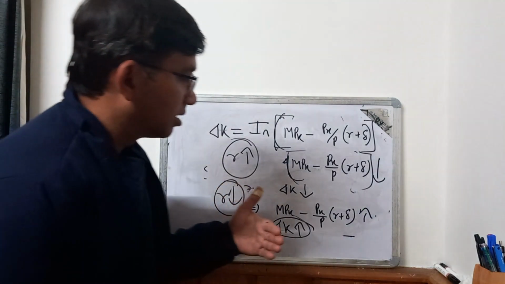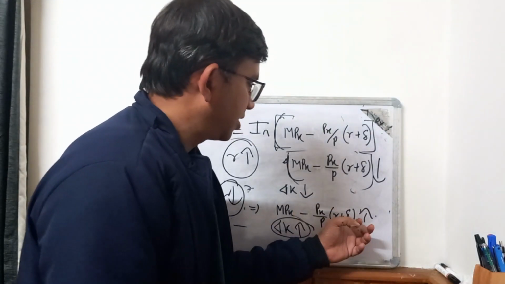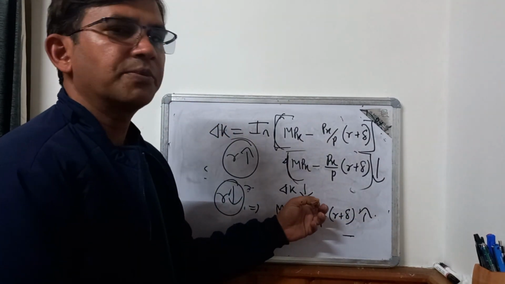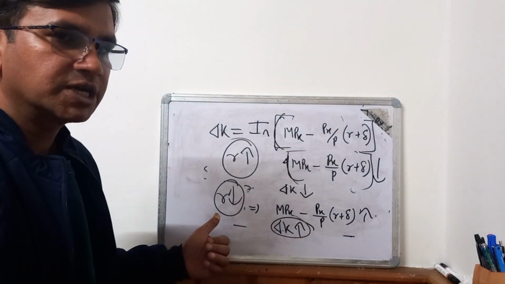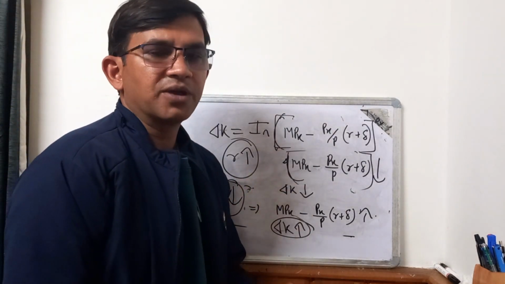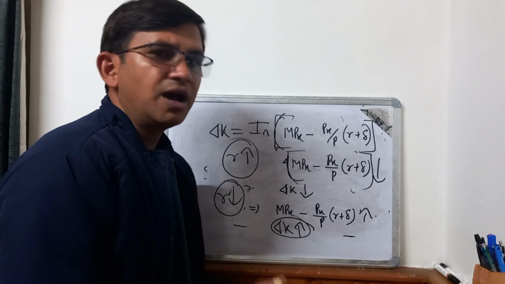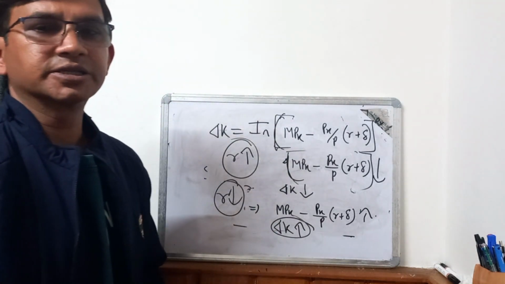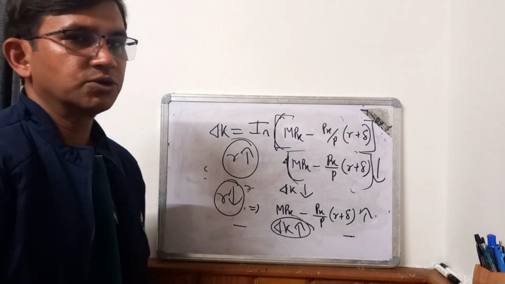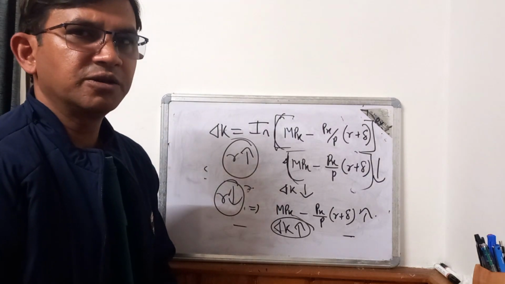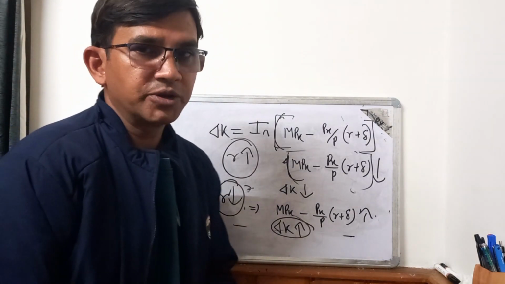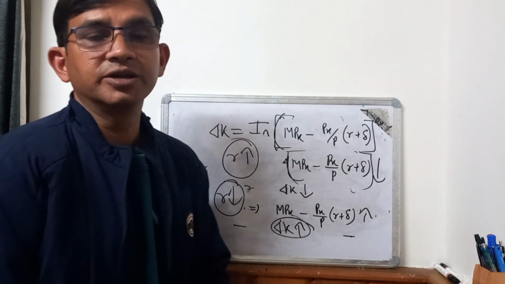So given the rate of depreciation, given the price of capital, and given the production function, the volume of private investment is inversely related to the real rate of interest. The higher the rate of interest, the lower the investment. So a lower rate of interest will boost private investment.